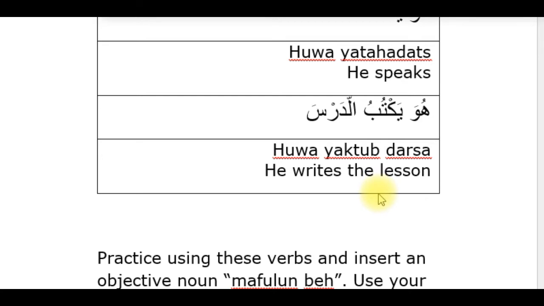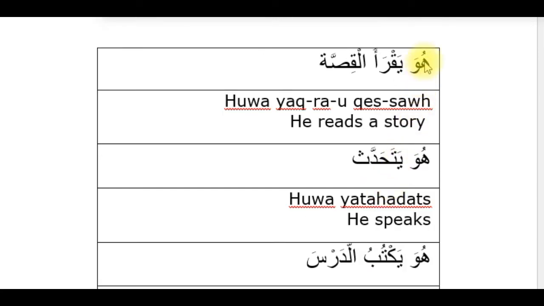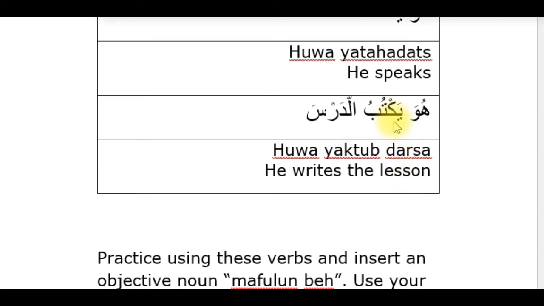Let's look again. To make a verb correspond to huwa, he, we just insert a ya in front of a verb. Look at it, the verb has ya in front of it. يتحدث. Let's look at this verb. يكتب.